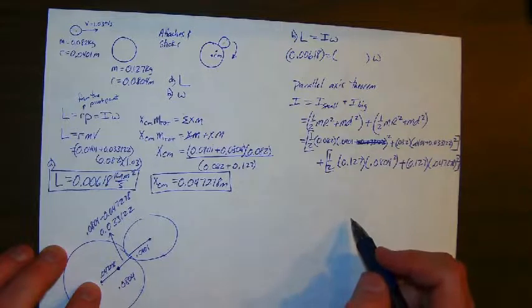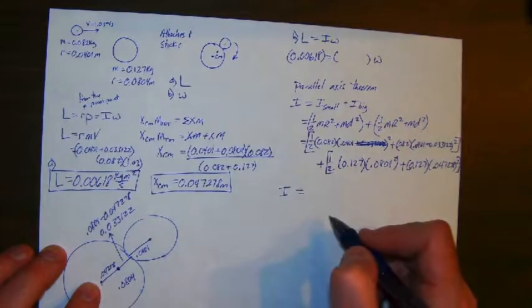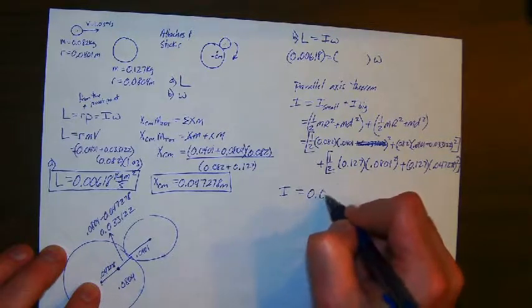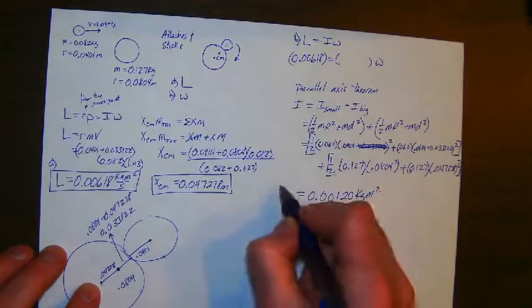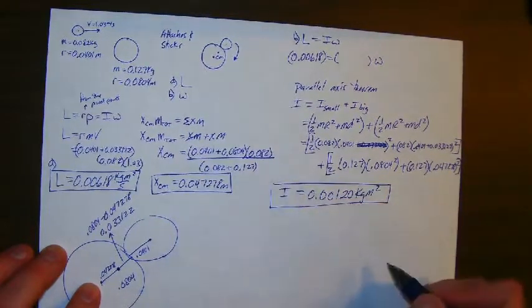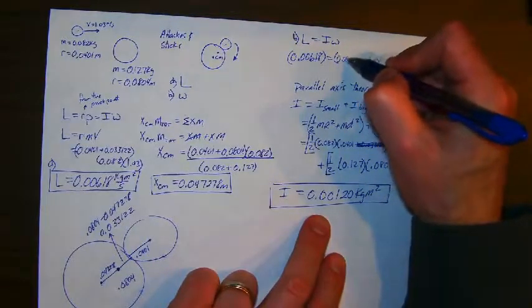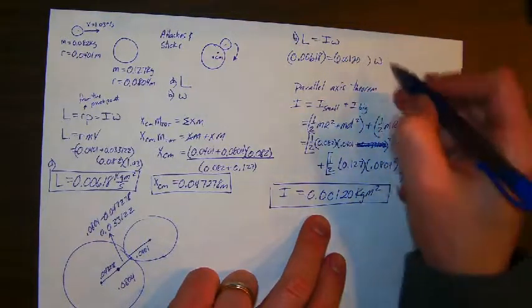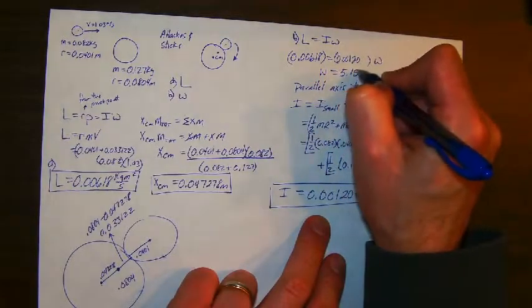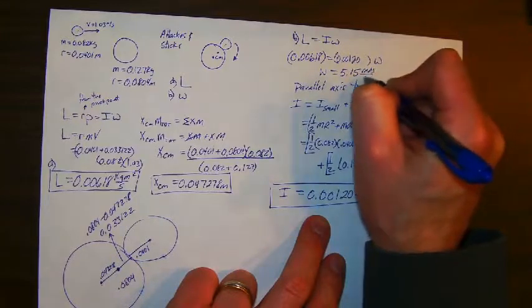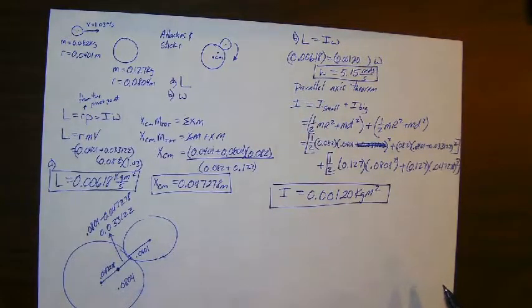And when you punch all those values in, you're going to get a moment of inertia of 0.00120 kilogram meters squared. Biggest part done now. Now we have our I value, 0.00120. We can solve for omega. Omega will equal 5.15 radians per second. And that will be our answer to part B.